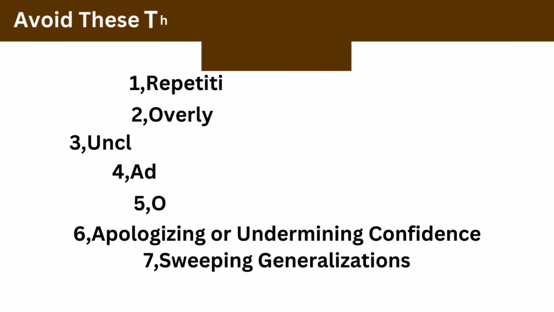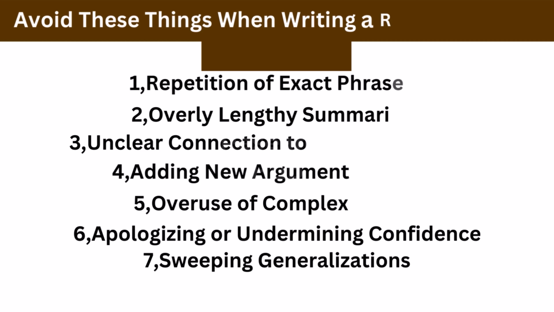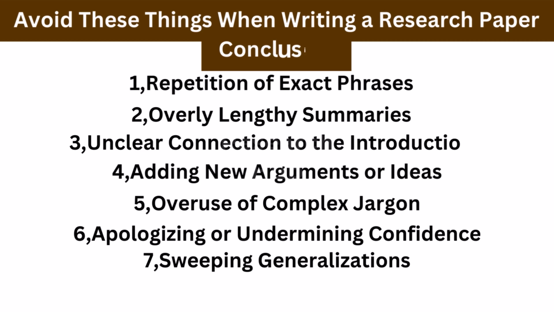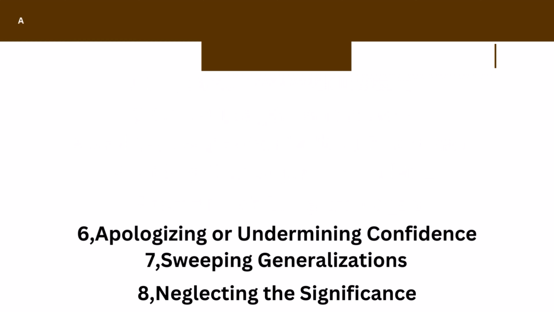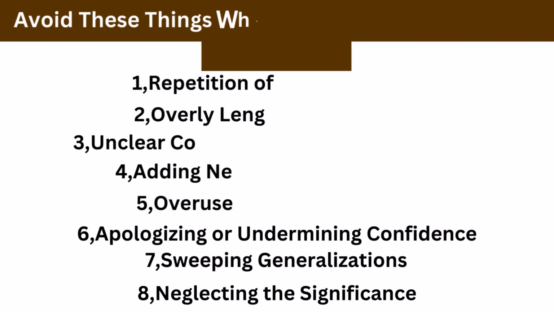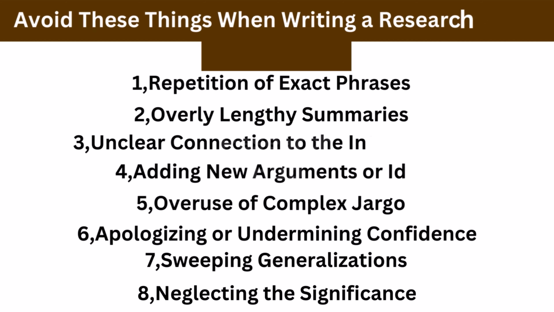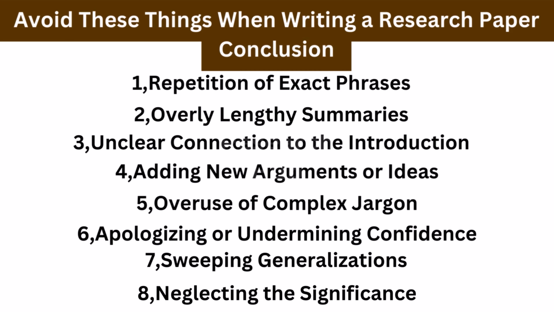7. Sweeping generalizations. Making overly broad or unsupported generalizations. Such statements can weaken the credibility of your conclusion. 8. Neglecting the significance. Failing to emphasize the broader significance of your research. Readers need to understand why your findings matter in a larger context.